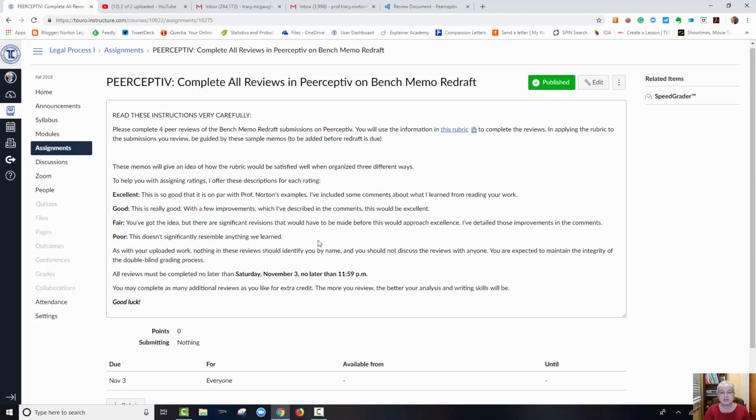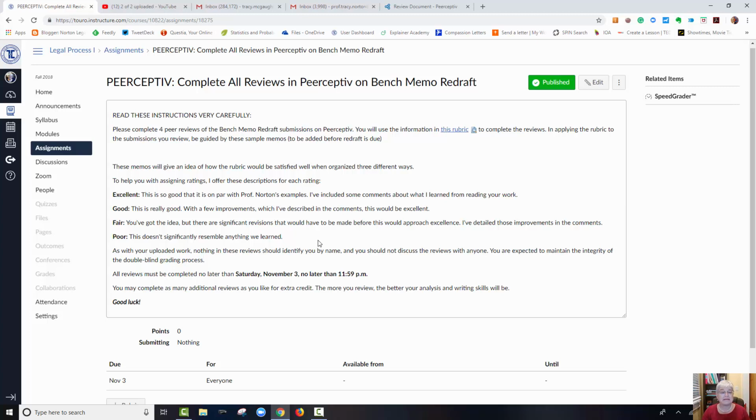So to assist you in assigning these ratings, I wanted to give you some qualitative information to go with the quantitative numbers. So these 4 ratings, excellent, good, fair, and poor, relate to the rating numbers 7, 5, 3, and 1. So you're only going to give something a 7 if this is so good that it's on par with Professor Norton's examples. And then you've included some comments about what you've learned from reading that work, or something that particularly impressed you.